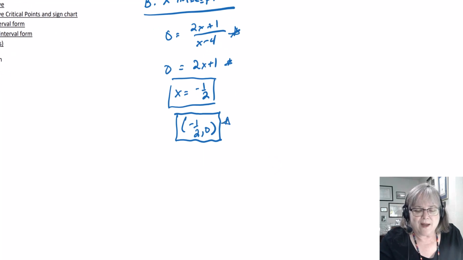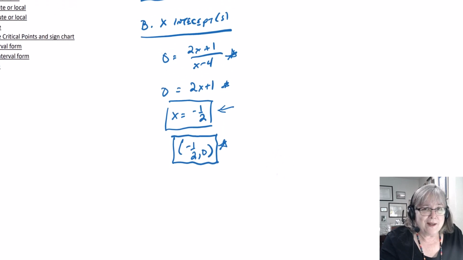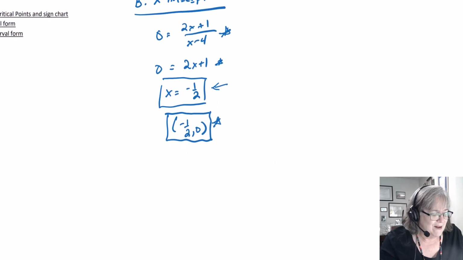Either way, your teacher's happy with this one. Okay, if it's an ordered pair, they're really happy. Because if they anticipated just x is equal to negative 1/2 and you gave them an ordered pair, they might actually give you a little bit extra credit, because you got a point. But if they wanted the point and you didn't do that, you're going to have points taken off.